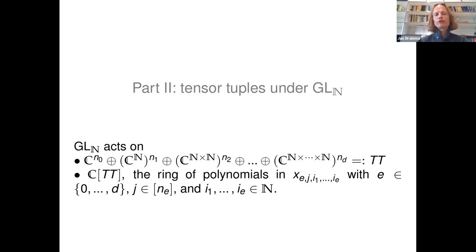And then, of course, it also acts on the coordinate ring of that space. And I spelled out here what the variables look like, but you don't need to read that. Okay, so this GL infinity acts on this space and it acts on the coordinate ring. And we ask ourselves, is there an analog of Hilbert's basis theorem and Chevalley? And maybe can we do implicitization?